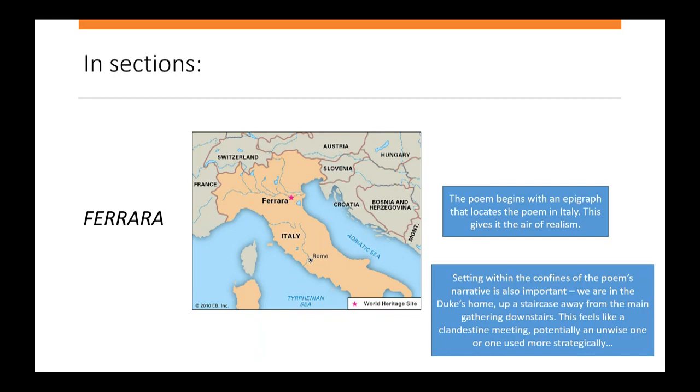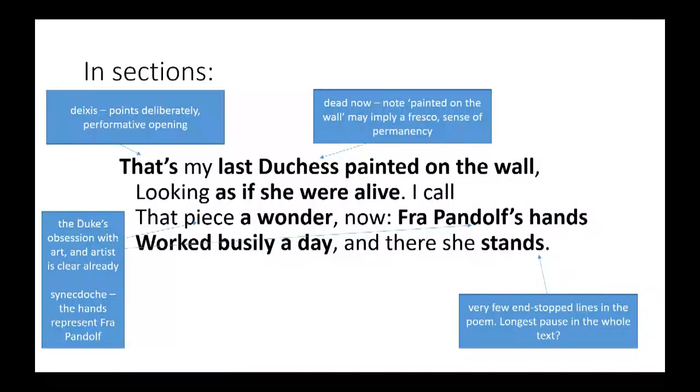So let's start then at the very beginning here. If I take the poem sentence by sentence, it's probably the easiest way of doing it. I'll try and offer a simple translation as well. So that's my last Duchess painted on the wall, looking as if she were alive. There's nothing particularly confusing there.